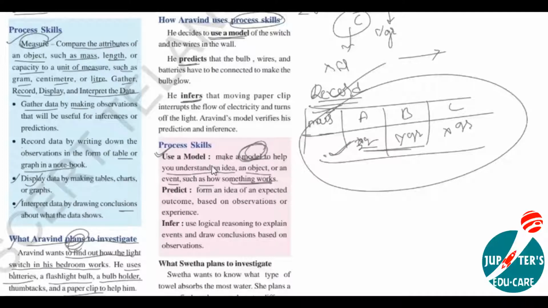So that model contains a bulb, switch, and wires. With the help of that model, he can get the information and understand how the bulb and switch are working. So use model is one of the process skills. So he decided to use a model of the switch and the wires in the wall. Then another process skill, prediction.